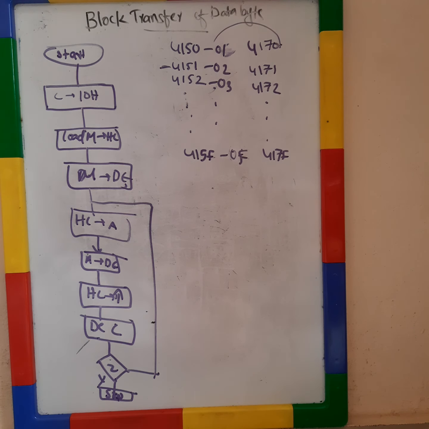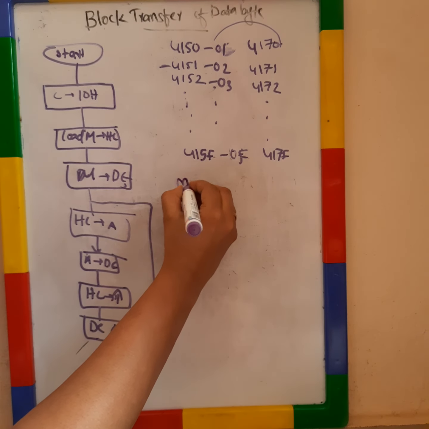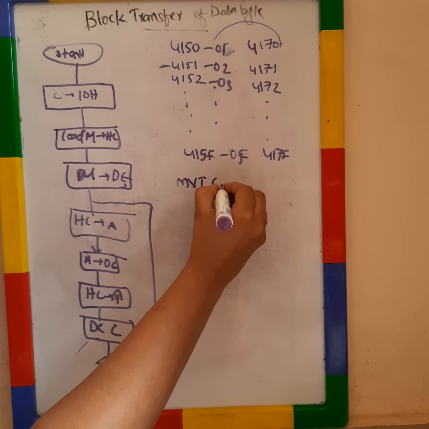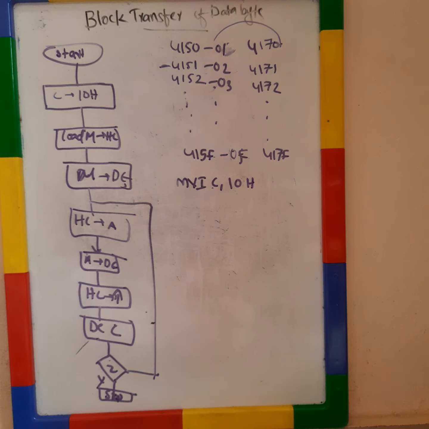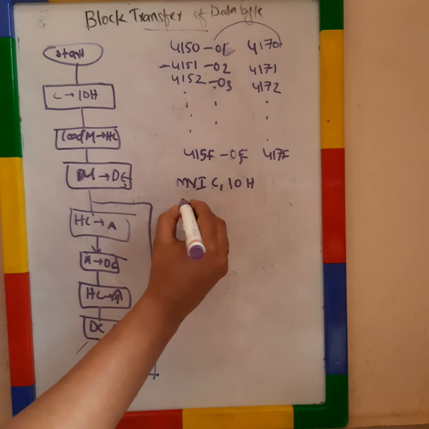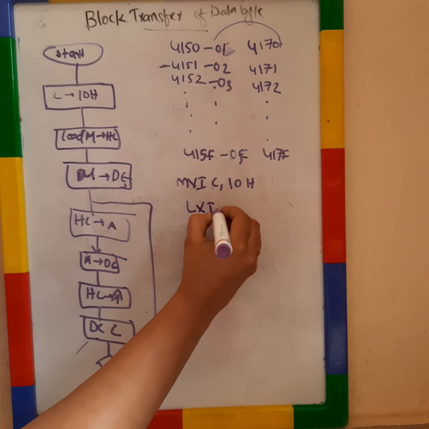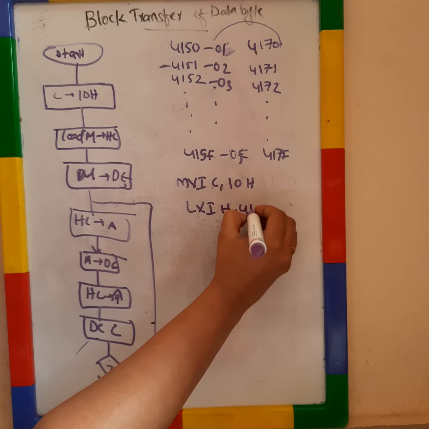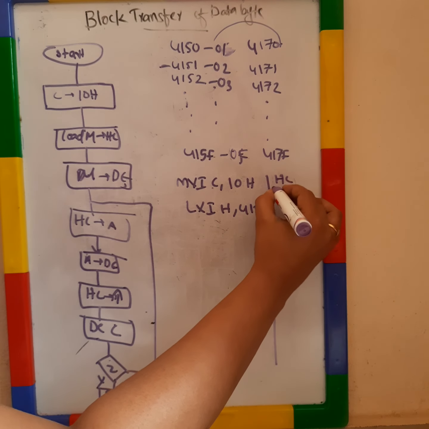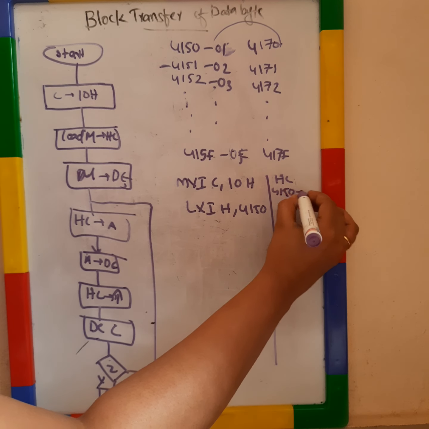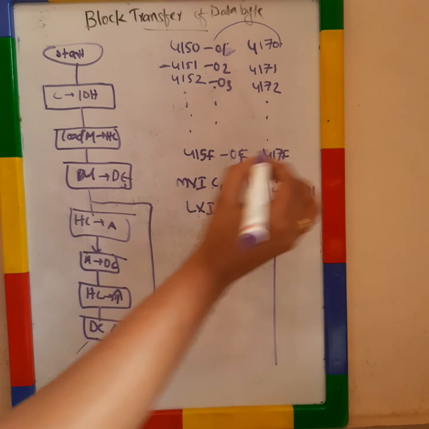First we have to set a counter, that means MVI C, 10H, that means 16 we have stored in the register. Now we have to store the address 4150 into the HL pair. For that we are using the instruction LXI H, 4150. After this instruction, the HL pair contains 4150 and its value will be 01.